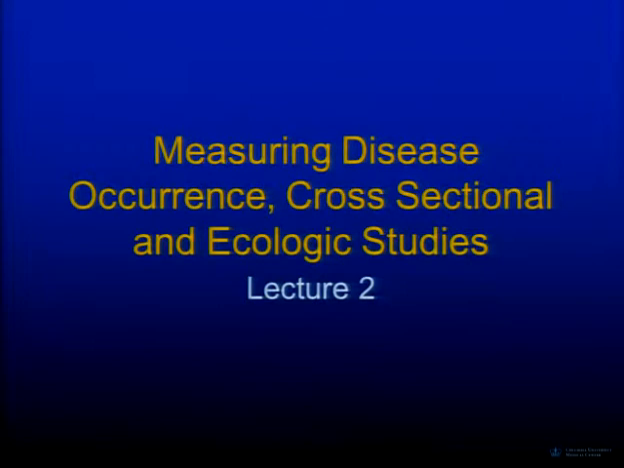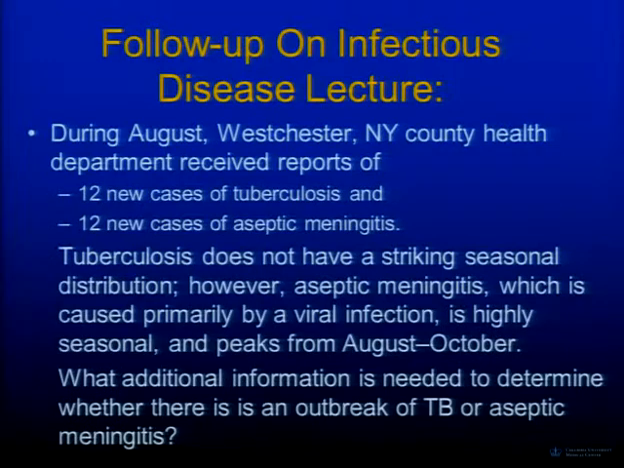Okay, so today we are going to cover how we measure disease occurrence, some of the measurements we do, cross-sectional studies, and ecologic studies. And we'll go through each of these throughout the time. I just want to start with one follow-up from your lecture last week.